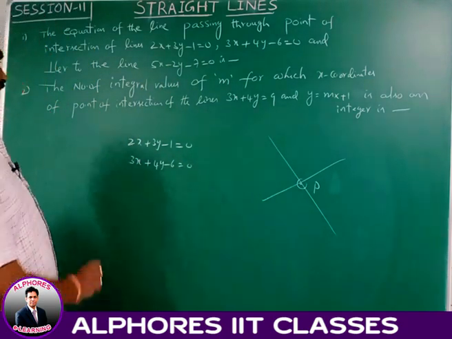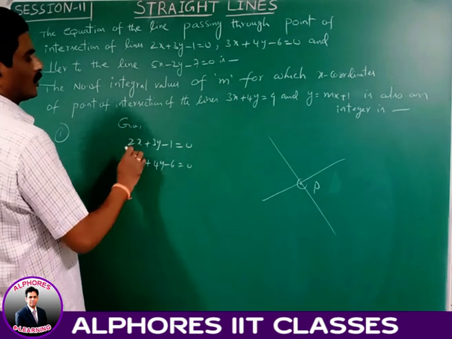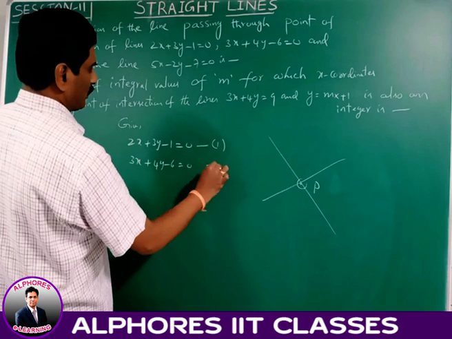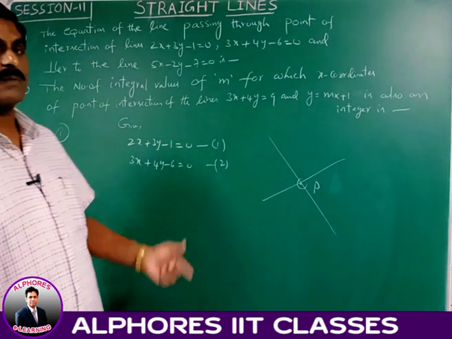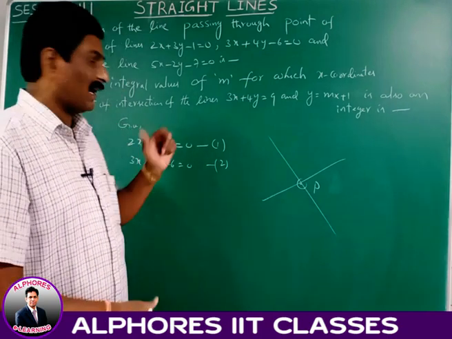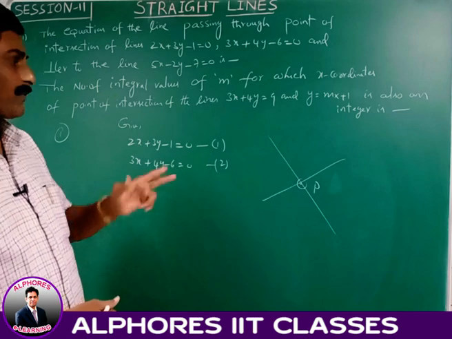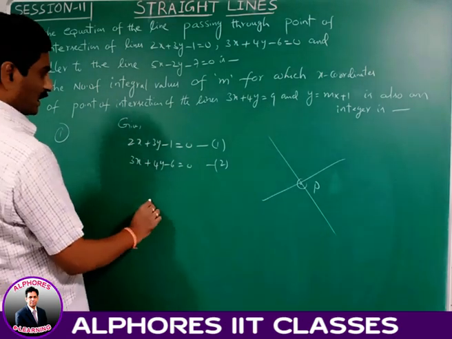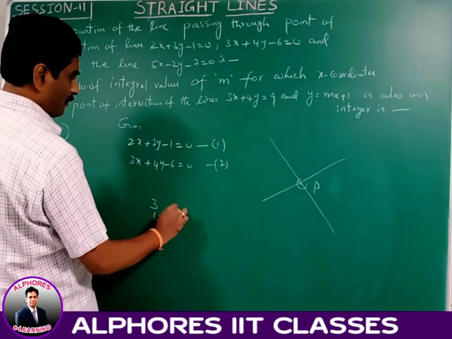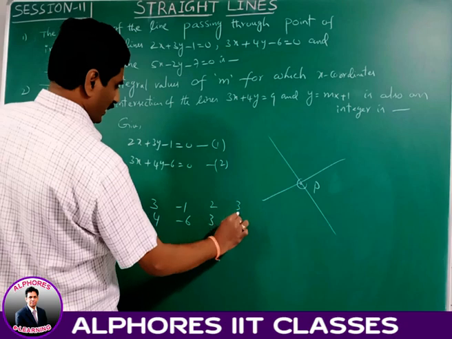Okay, first, given lines. What are the given lines? 2x plus 3y minus 1 is equal to 0, 3x plus 4y minus 6 is equal to 0. By using the cross multiplication method, or by using the elimination method, we find the point of intersection of these two lines. Okay, first we write the middle coefficients. What are the middle coefficients? 3, 4, minus 1, minus 6, 2, 3, next again 3, 4.